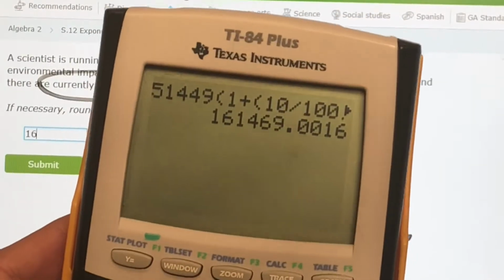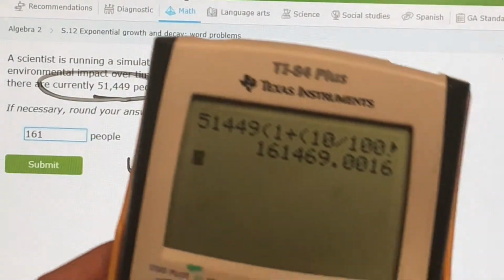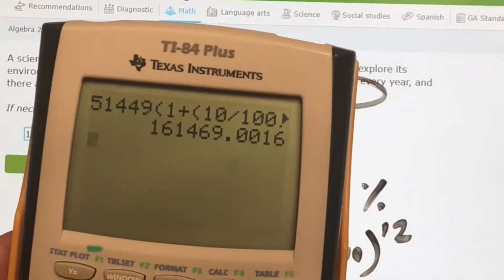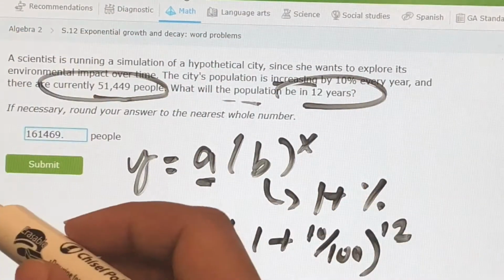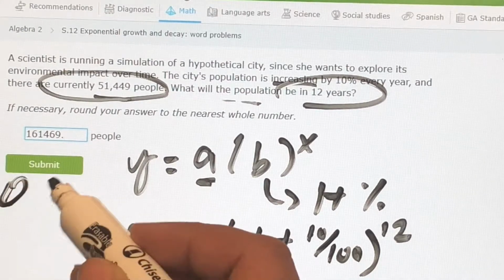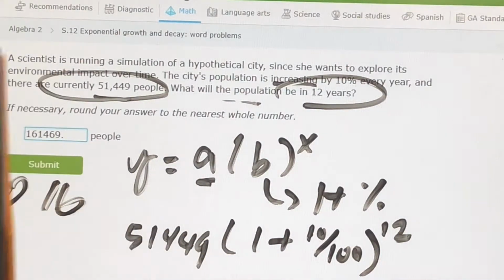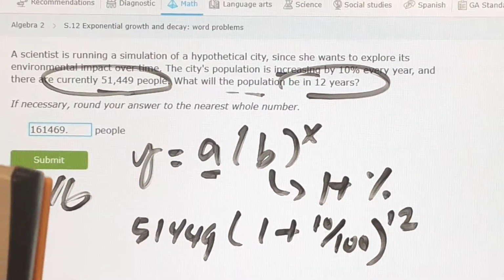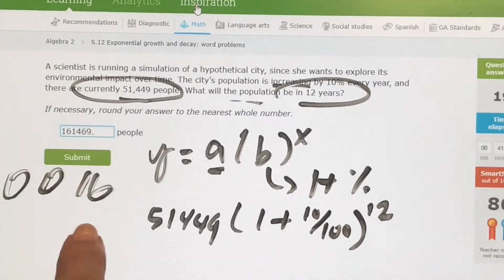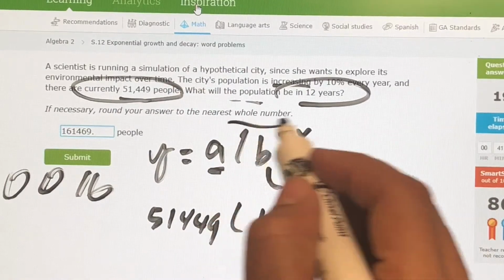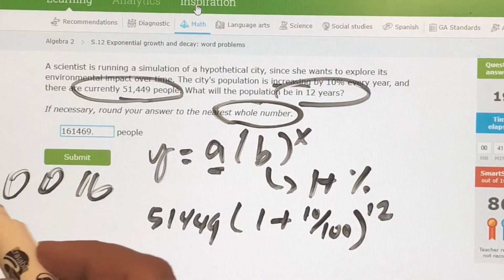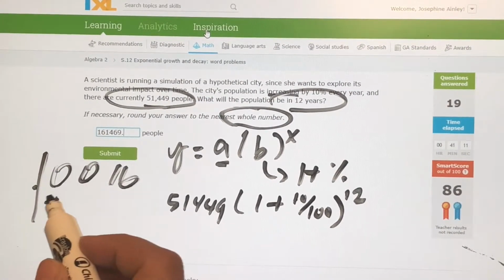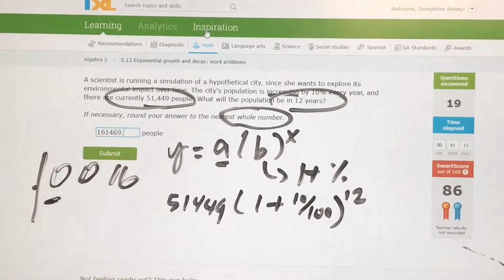So 161,469 point, and my last ones are 0.0016 after the decimal, right? Oh, you can't see that, so there you go, 0016. Round to the nearest whole number. Whole number means nothing after the decimal, so the decimal will be my cutoff point, and what's the 0 gonna do? Nothing, so it's gonna stay exactly the same.